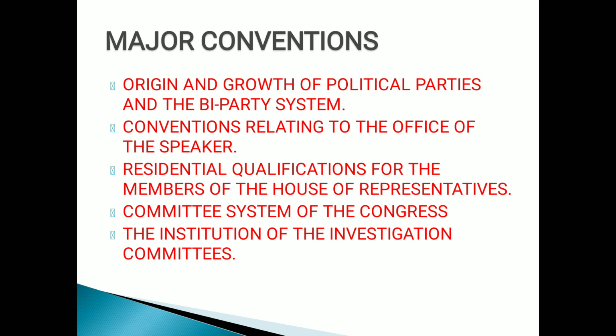Next, committee system of the Congress. Here, the US Constitution does not contain any provision regarding the committee system of the Congress. The emergence and continuance of the committees of both the Houses of the Congress has been possible only because of some conventions. Next, the institution of investigation committee. Investigation committees are appointed by the two Houses of the Congress either individually or jointly for investigating the working of various government departments. This practice also rests upon conventions.